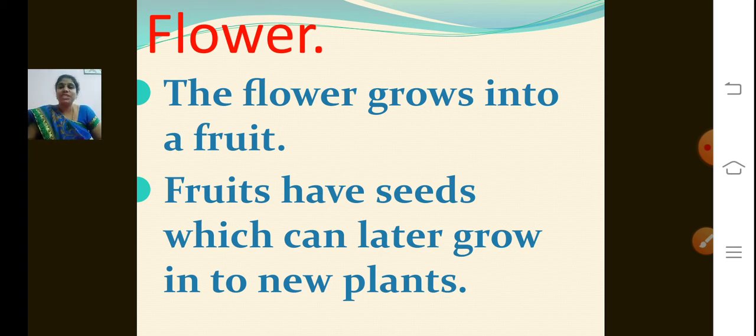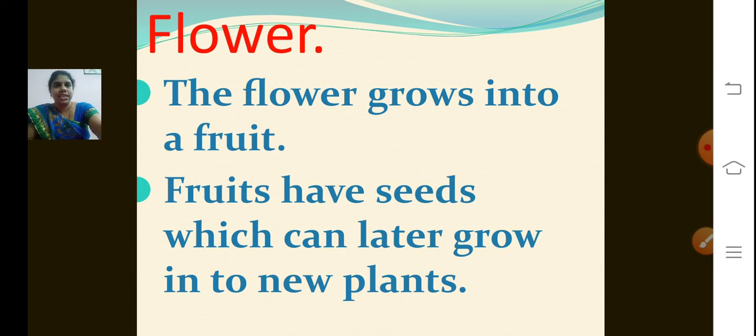First flowers grow into a fruit. What do the fruits have? They have seeds, which can later grow into new plants. When you throw the seeds into the ground, it will grow into a new plant, right? Now tell me, what are all the parts of a plant? Root, stem, leaf and flower, right?